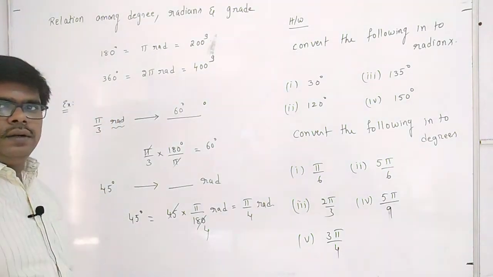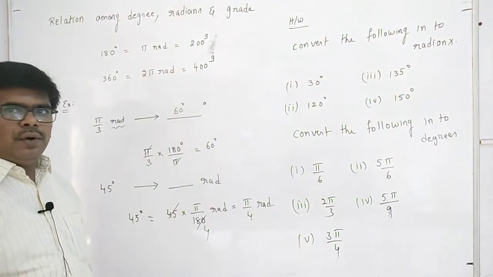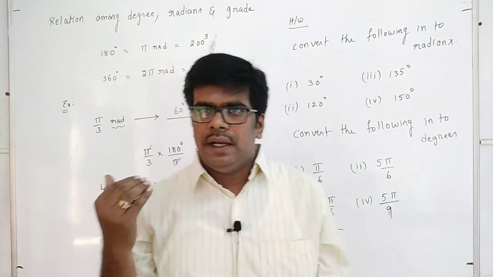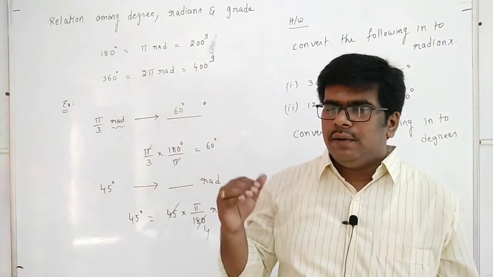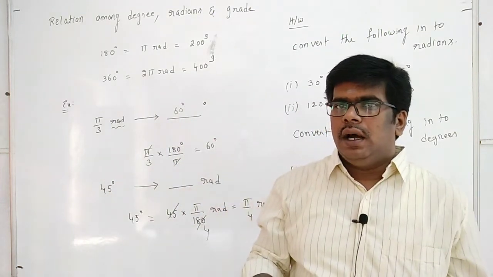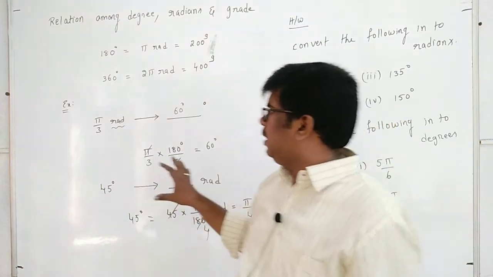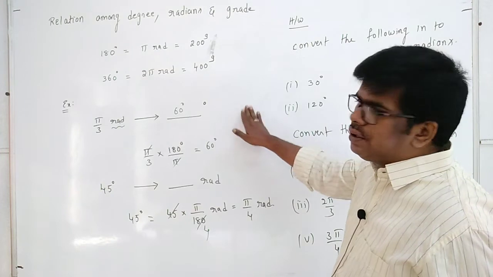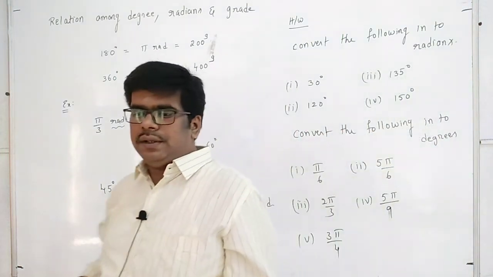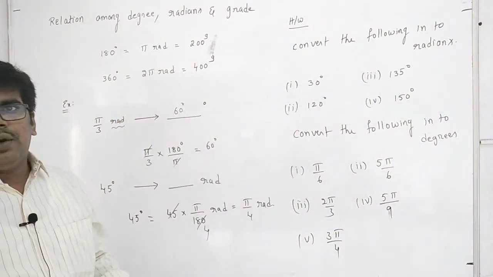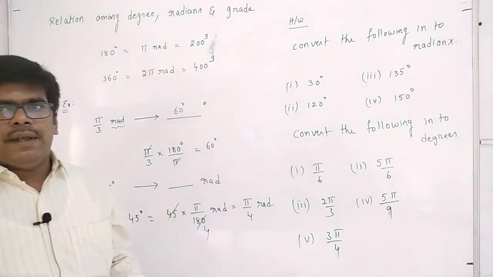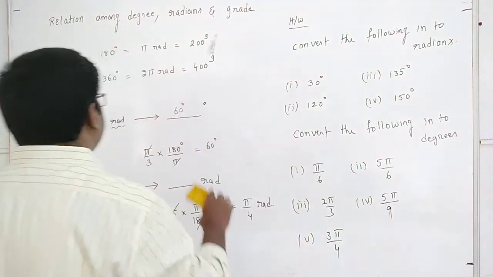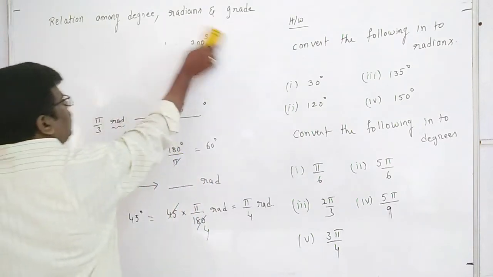Now we are going to discuss. Mostly we need the conversions between degrees and radians. We won't use gradient units much. So that's why we are discussing the examples of radians to degrees and degrees to radians conversions. Next we are going to discuss the measurement of positive and negative angles.